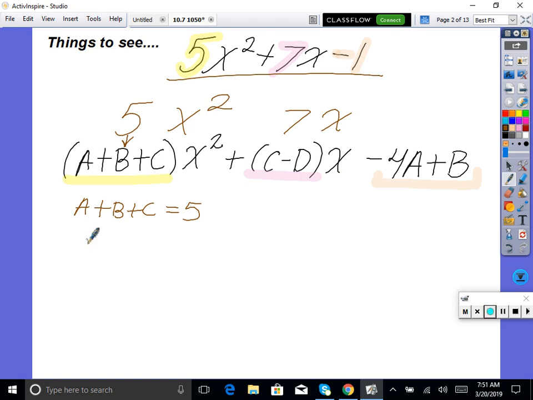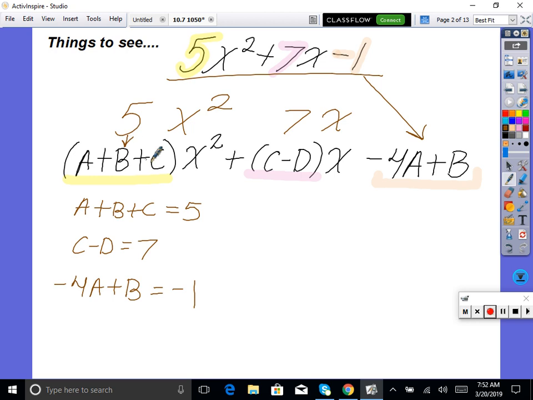So then isn't the 7x lining up with this? So what would c minus d need to equal? 7. And then right here's our constant, because notice there's no x's. So our constant's negative 1. That would match up with this. So it would be true to say that negative 4a plus b would equal negative 1. That's going to be our final step in our partial fraction, so I just want to show you where it comes from. It's just lining things up and matching up what the true statement would be.